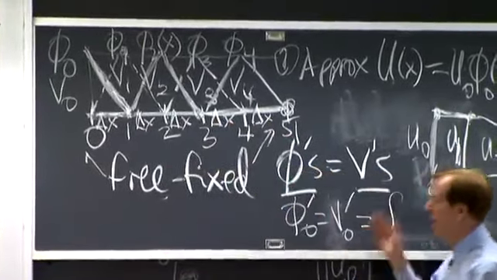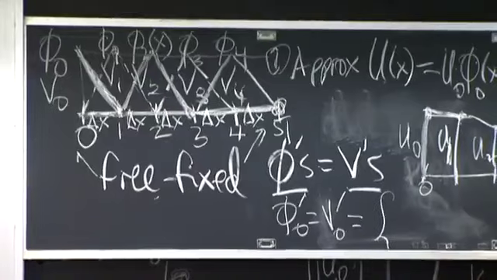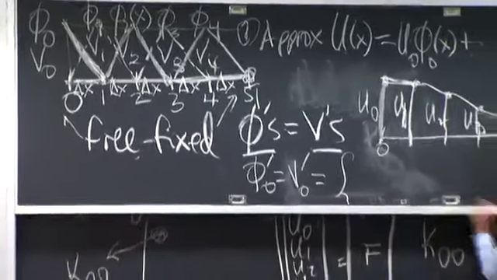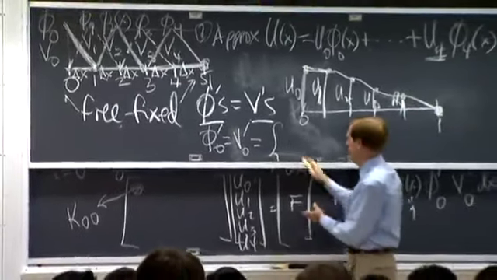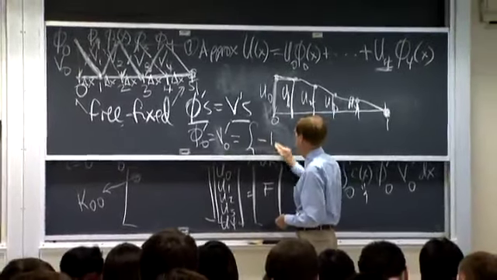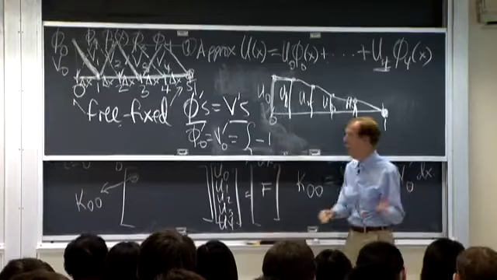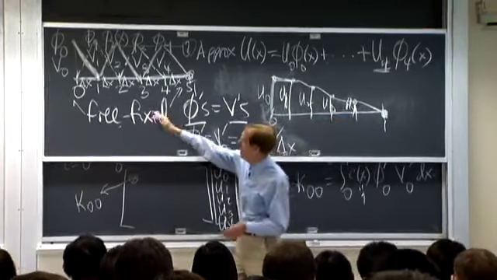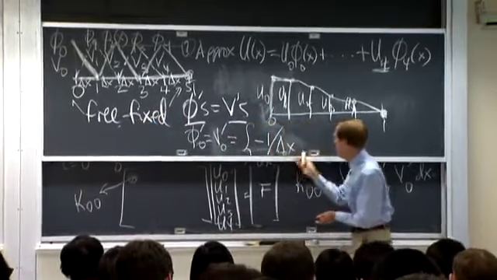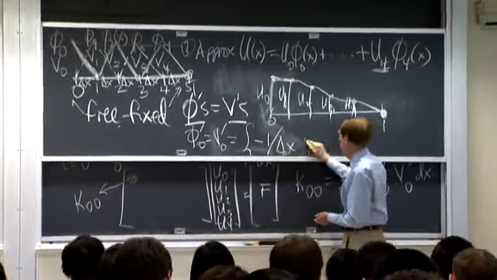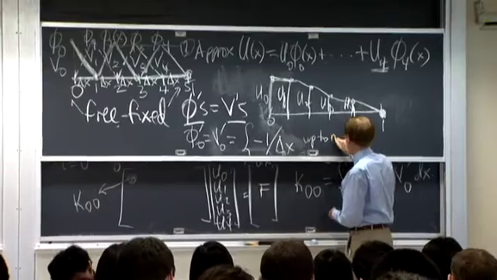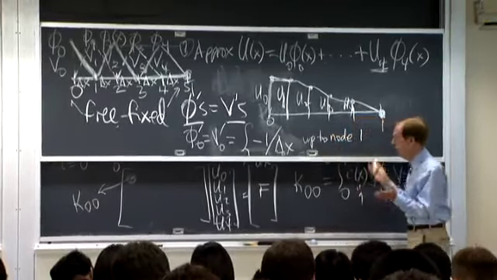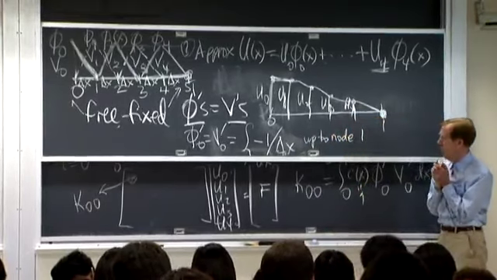Those were just numbering the nodes, but the actual length scale is the delta x scale. So now tell me what it is. The derivative is negative 1 over delta x, right? It dropped by 1 when it went across by delta x. And this is only up to node 1, up to delta x, and then 0 afterwards.